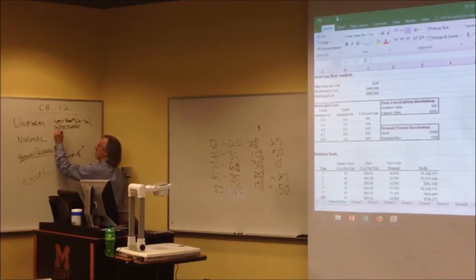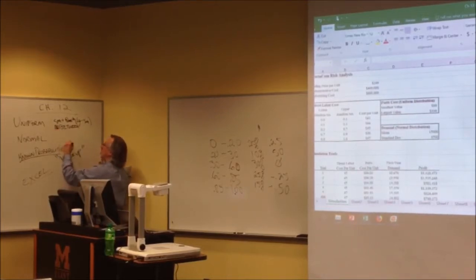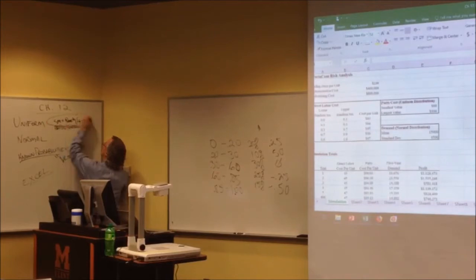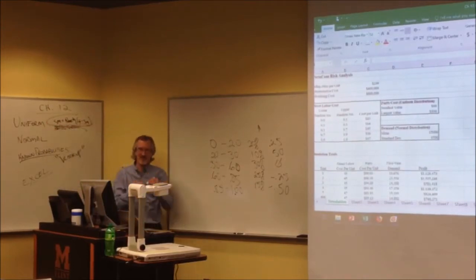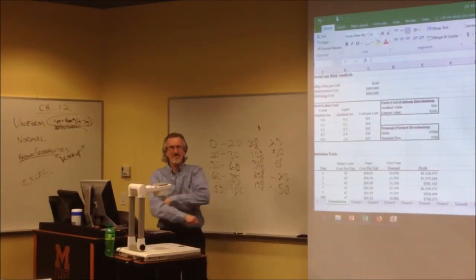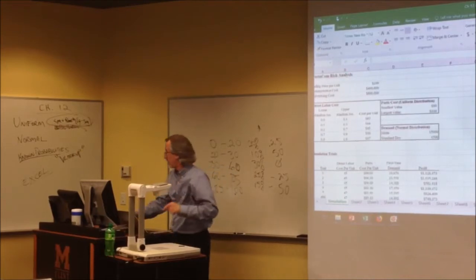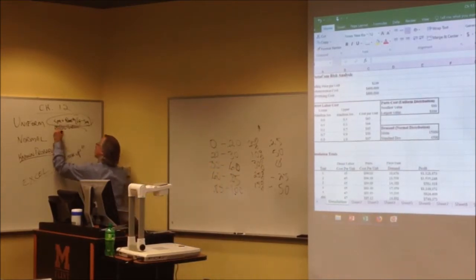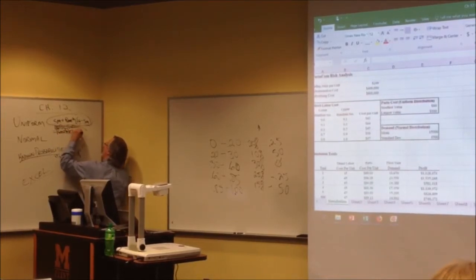I have beta.dist, beta.inv, and then RANDBETWEEN. Okay, forget the others. Let's stick with that one for now. There's a RANDBETWEEN. Oh, RANDBETWEEN, I like that. That could be it. That sounds good. Yeah, that one sounds like it could be it.